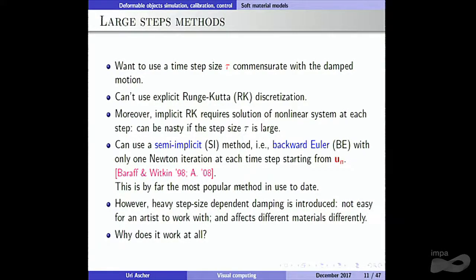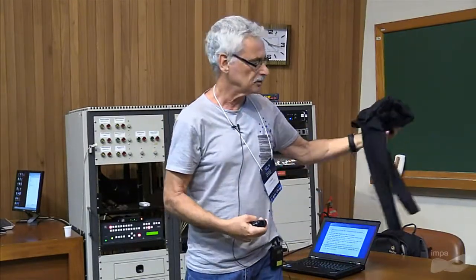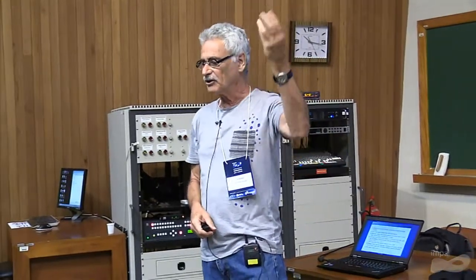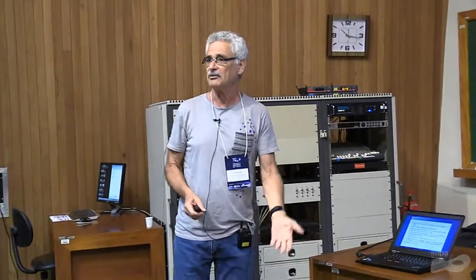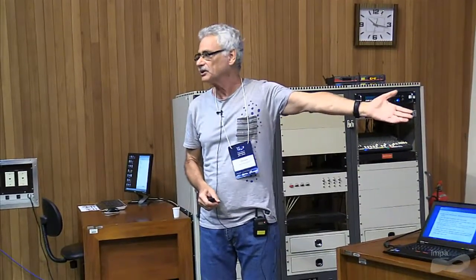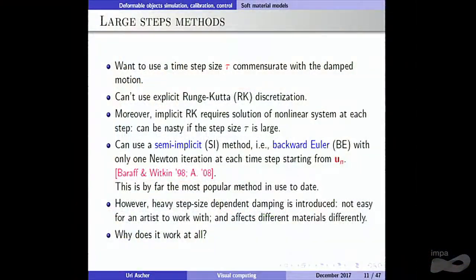But here come the numerical people who say, come on, there's a lot of heavy damping involved here. Moreover, this is not the damping like here, which is physical damping. It is damping that has to do with the step size that you took. So how is some artist in Walt Disney studios going to be told what kind of step size to take? And also, why does it work at all? If it has huge error, why does it look fine? It works because people have been using it for 25 years. It must work.